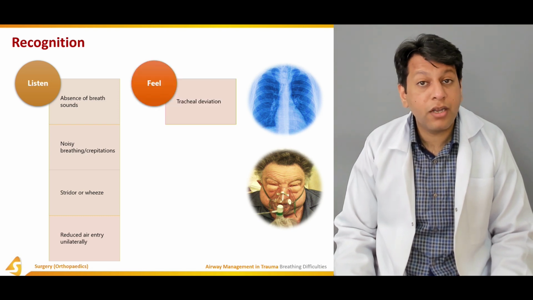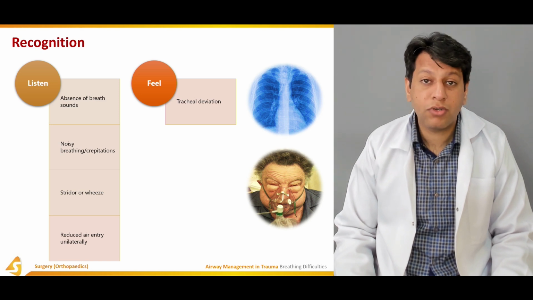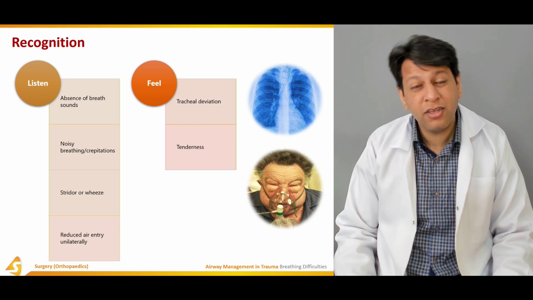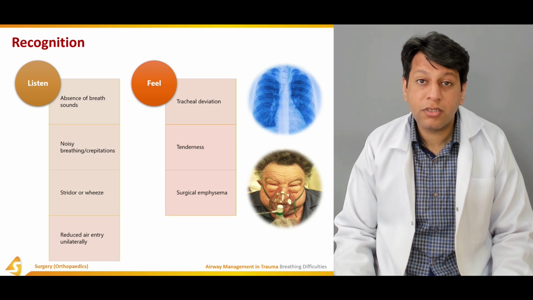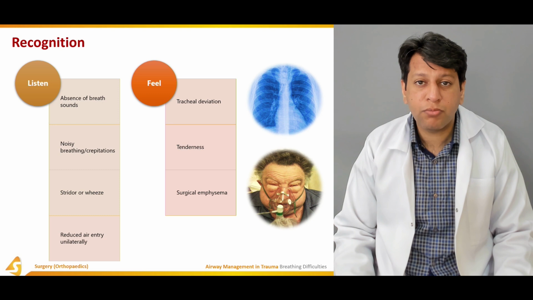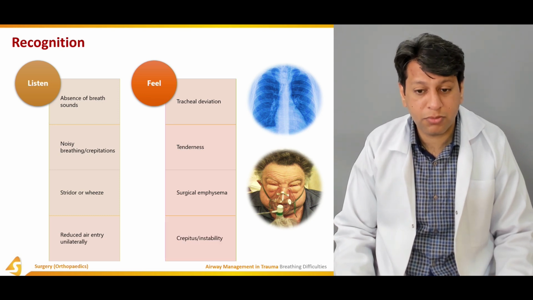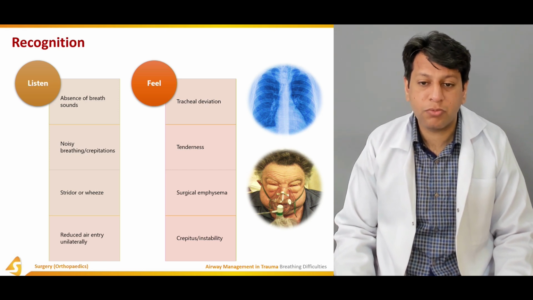And feel for tracheal deviation. Tracheal deviation indicates tension pneumothorax, so the trachea must be palpated during the trauma. Tenderness usually denotes underlying rib fractures. There may be surgical emphysema, which may be due to bronchopleural fistulas, mediastinal injuries, or bronchial tree injuries as well. There could be crepitus, or instability may be associated with that as well.